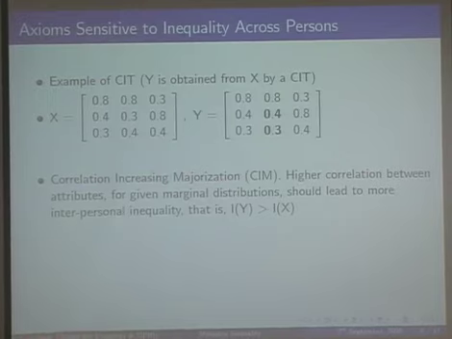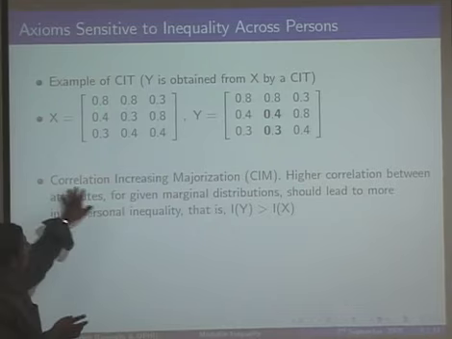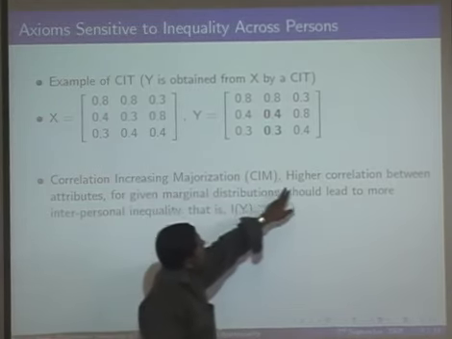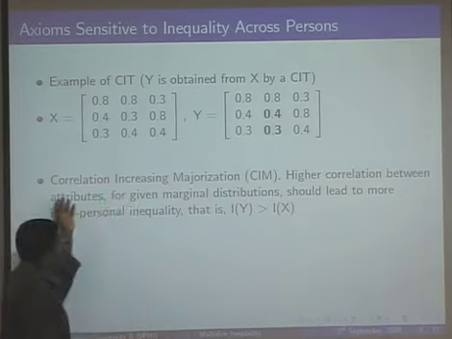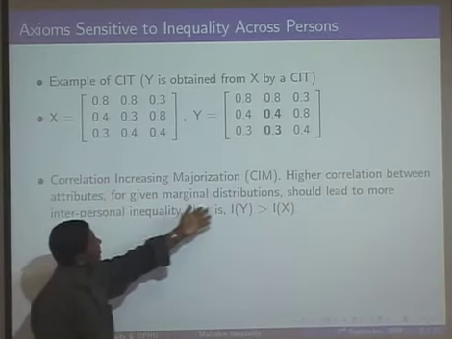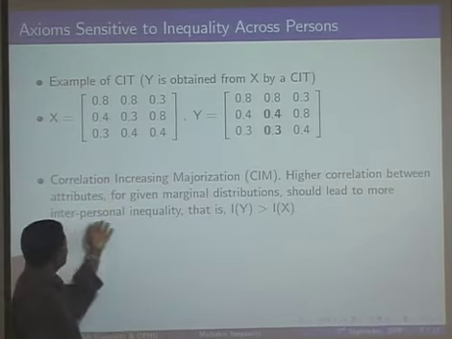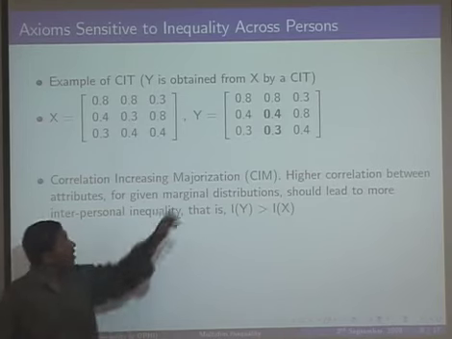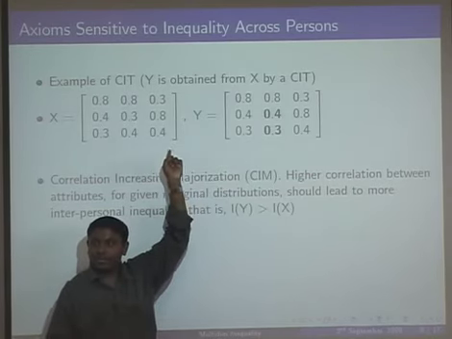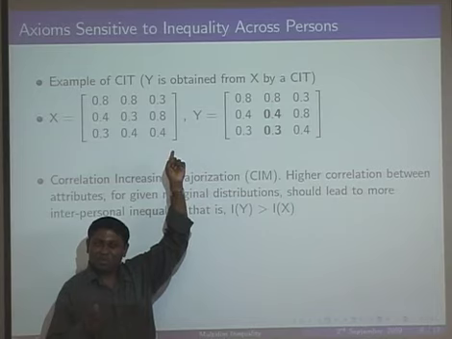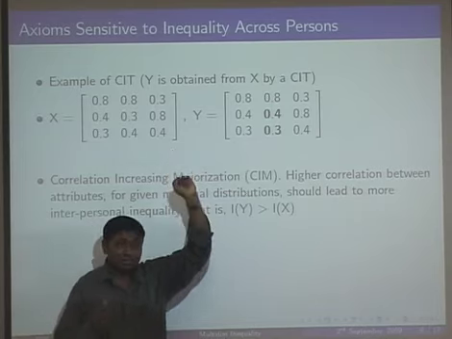And this is the definition of correlation increasing majorization. It is related to the strictly decreasing and increasing association property that we introduced earlier. So correlation increasing majorization says higher correlation between attributes for a given marginal distribution should lead to more interpersonal inequality. That is this. So you have higher inequality here than here. Again, it's implicitly assuming dimensions are substitute or complement? Substitute.